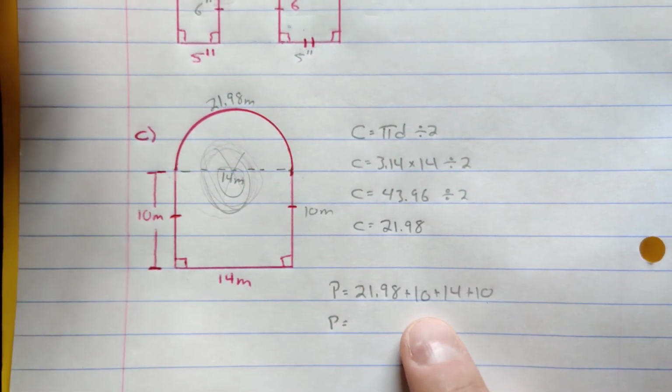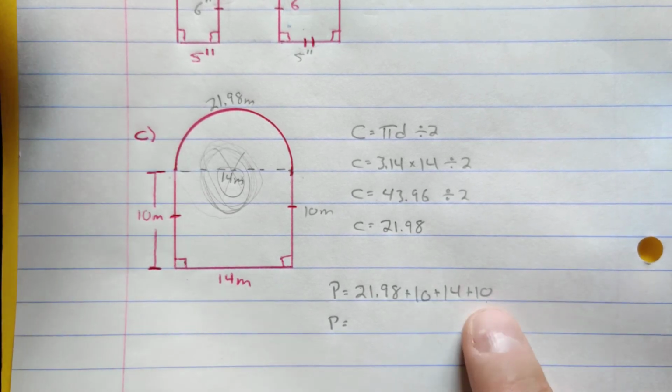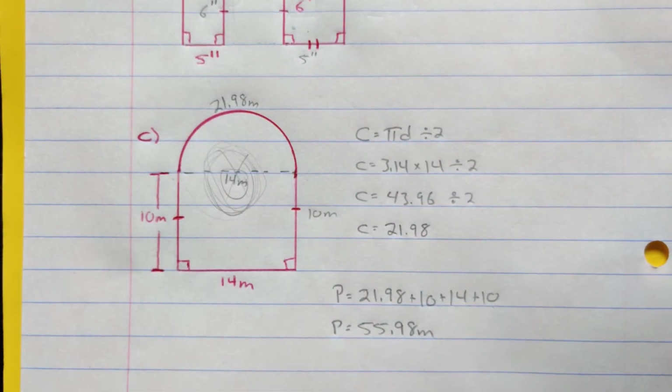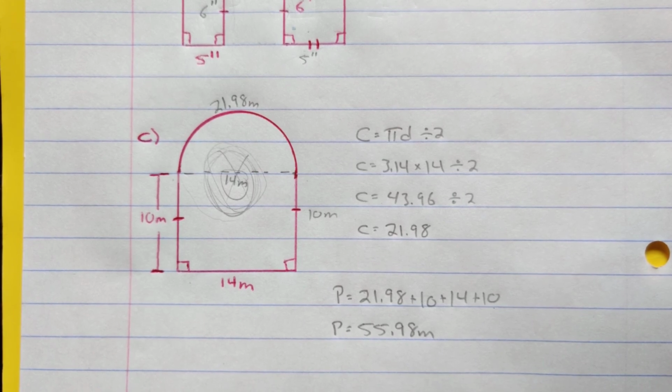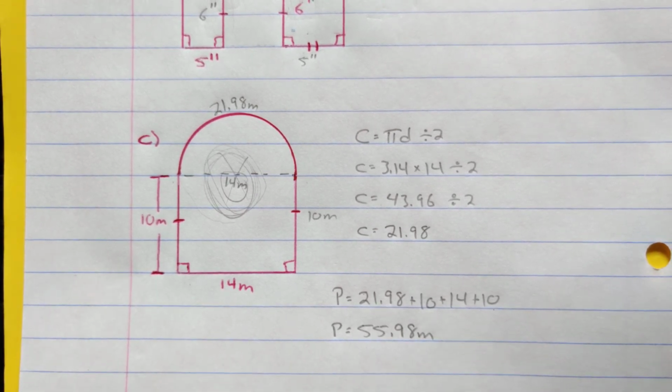21.98 plus 10 is 31.98. 31.98 plus 14 is going to give us 45.98. 45.98 plus 10 is going to give us 55.98 meters. Feel free to use your calculator, but always try at least to do some mental math. So that is the perimeter of composite shapes. Just a matter of finding out those missing sides, adding them all up.